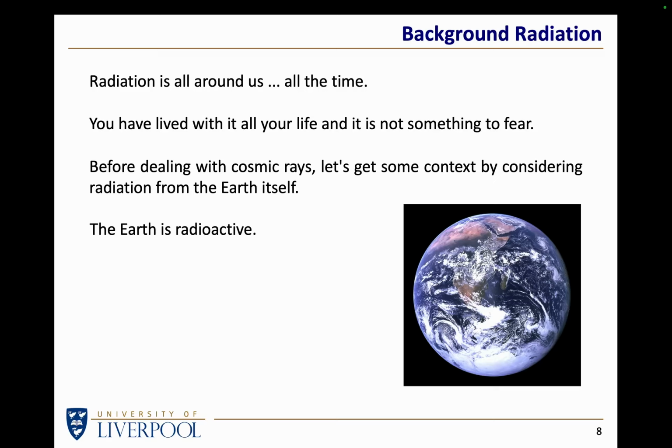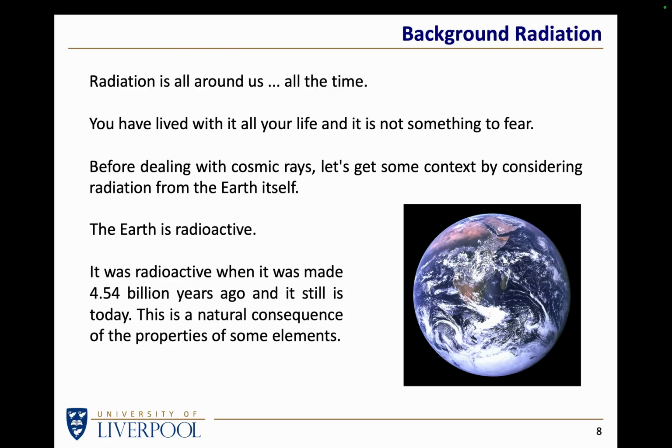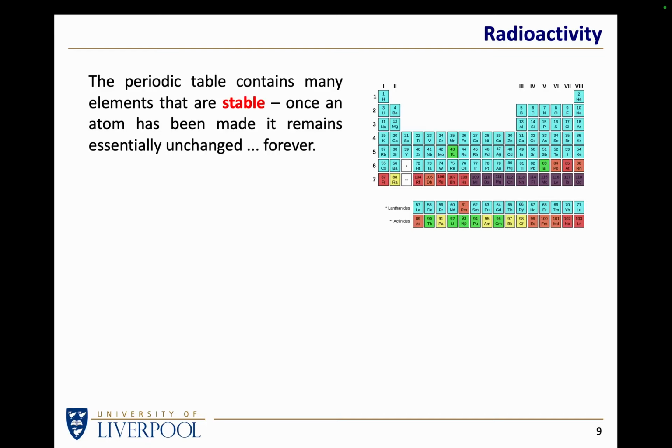It's nothing to do with what mankind has been doing for the last few decades. The Earth has been radioactive for all of its 4.5 billion year history. It was radioactive when it was made, and it's still radioactive. And that's a consequence of some of the elements in the periodic table being unstable. So what do I mean by that?